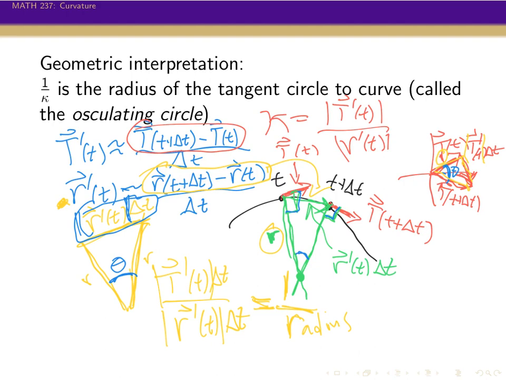And so, as you can see, my delta t's here cancel off, and so I have the magnitude of t prime over the magnitude of r prime, and that is the curvature. So the curvature is 1 over the radius.